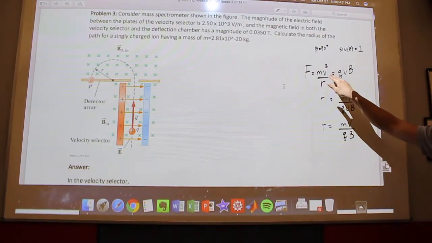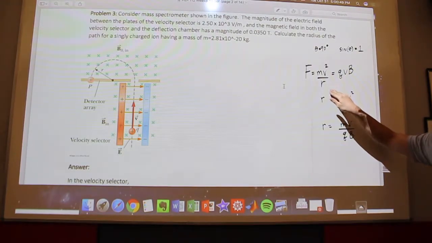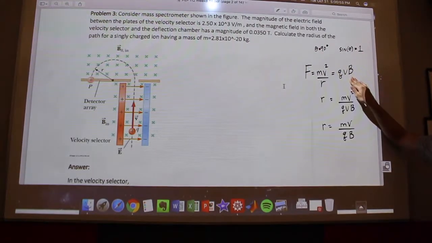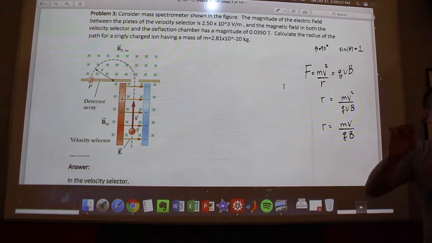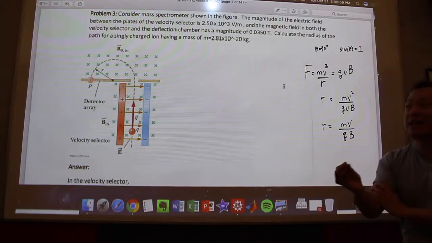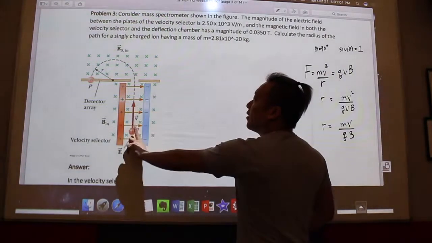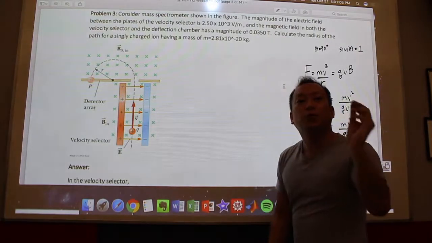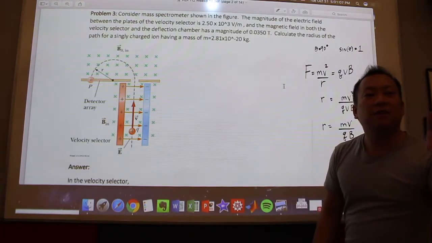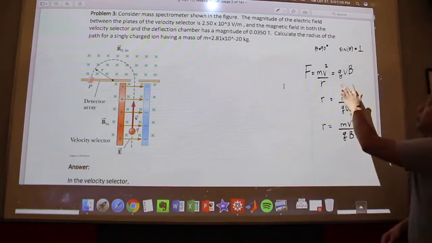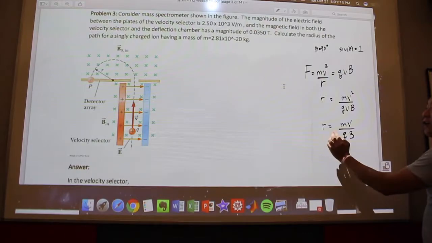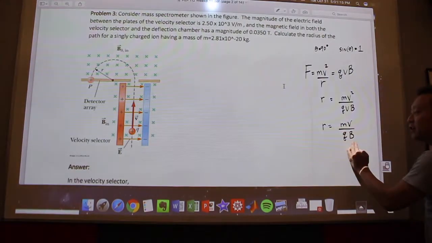Looking at this, we know the centripetal force is mv squared over r, right? We know magnetic force is qvB, and we set it up such that the angle between the velocity of the particle and the magnetic field is 90. And they are. The velocity is going along this board surface, and the magnetic field is pointing in. So the angle between them is 90. So sine of 90 is 1. So that's why I'm going to just write qvB. We solve for r. We get r equals mv over qB.